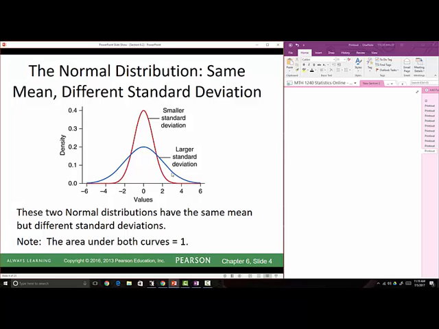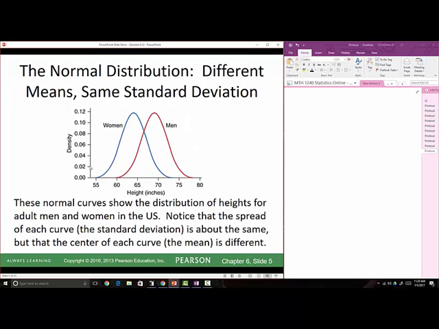Something to keep in mind is we do need the mean and standard deviation when talking about the normal distribution, because they can look a lot different. Here's an example where we have two normal distributions that have the same mean but different standard deviations. You can see the blue has a larger standard deviation, so it's more spread out, where the red has a smaller standard deviation, so it's closer together and taller. The area under both curves is still 1, but how that area is distributed is different. So we need to know the mean and standard deviation.